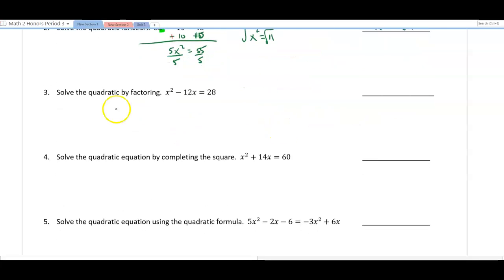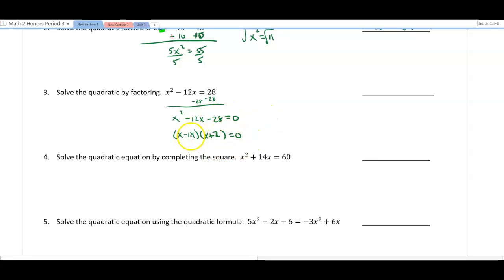So when you go to do number 3, solve the quadratic by factoring, first thing you want to do is set it equal to 0. I'm going to subtract 28 from both sides. So x squared minus 12x minus 28 equals 0. So now I've got to find the numbers that multiply to give me negative 28, add up to negative 12, and that would be x minus 14 times x plus 2.